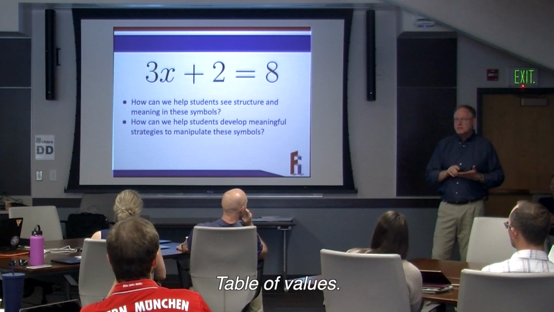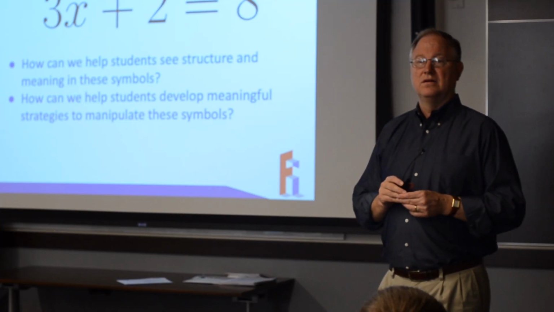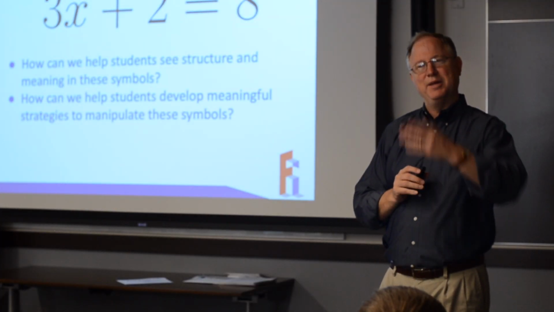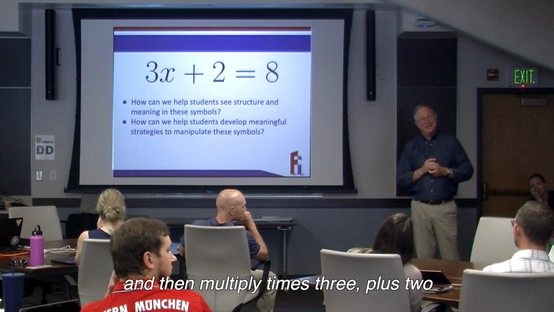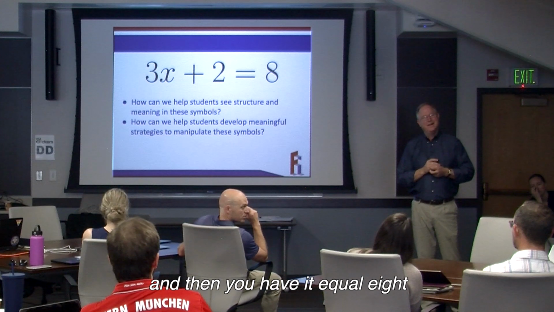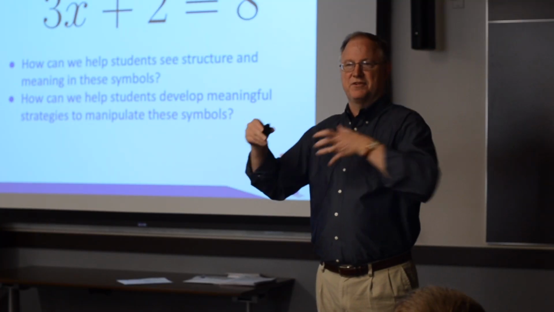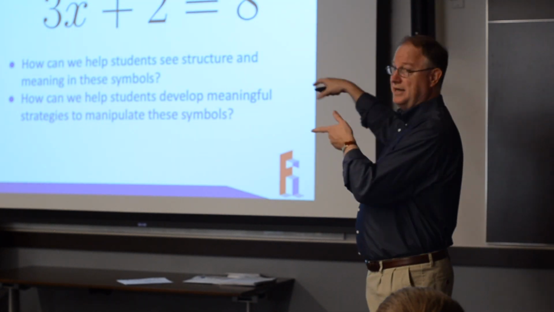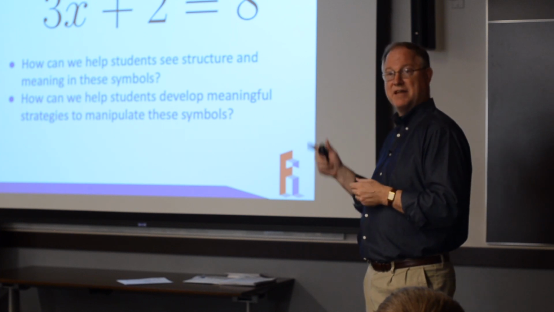Table of values. Okay. So trying to see where X hits equality. What are some other ideas? Number strings. Explain. Like you can start with an X and then multiply times 3 plus 2, and then you have it equal 8, and you kind of backtrack to get your X. So like building an equation from the variable on up. So there's the unwinding, but then there's also the building of equations. So kind of helping them see the mathematical structure.